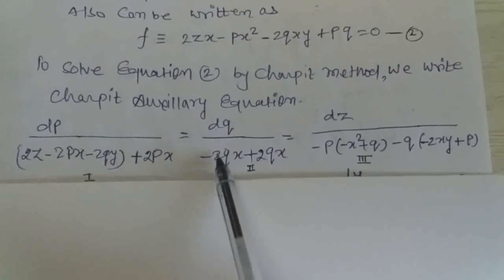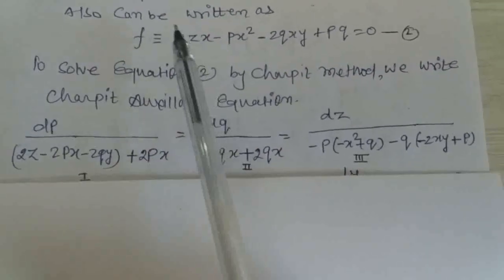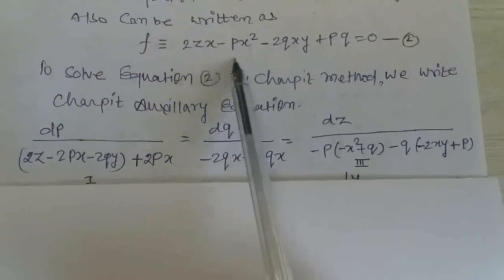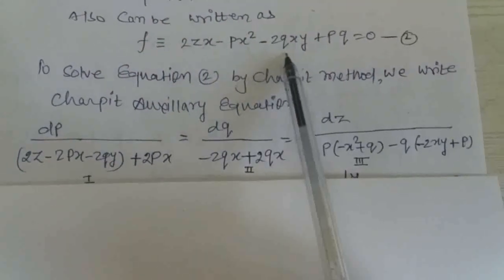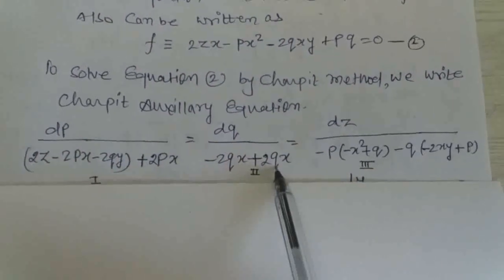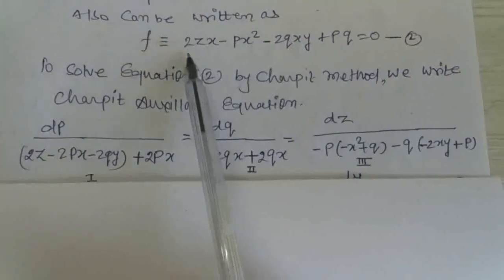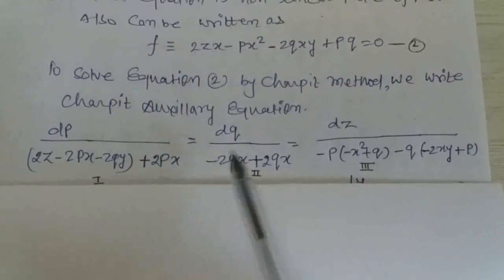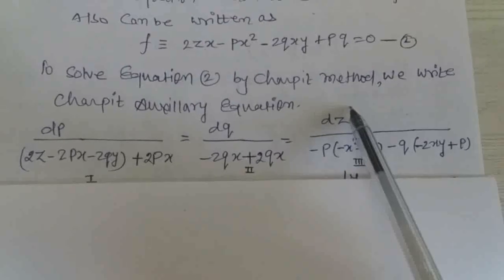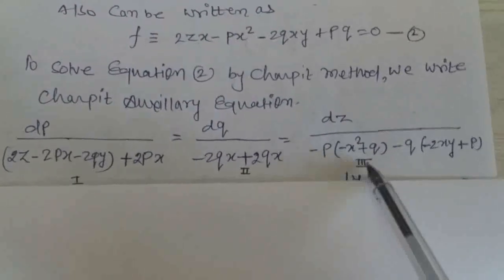Equal to dq upon del f by del y plus q del f by del z. Del f by del y, the partial derivative of f with respect to y, gives minus 2qx. Del f by del z is again 2x. So here we get 2qx, equal to dz upon minus p del f by del p.